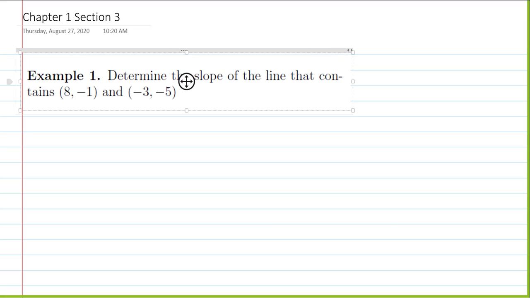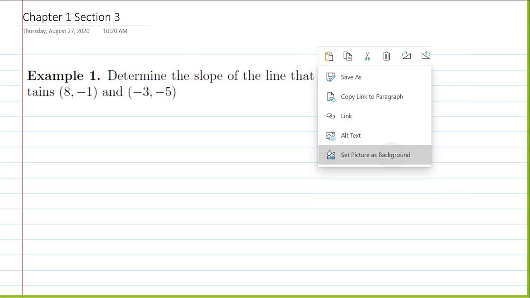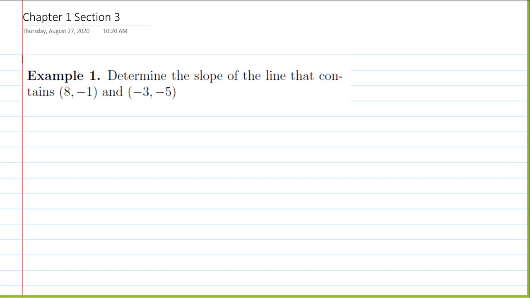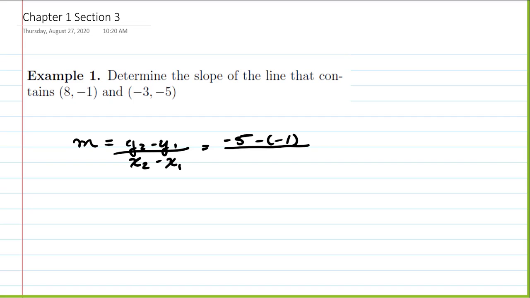So we want to determine the slope of a line that contains the points (8, -1) and (-3, -5). Our slope formula is m equals y2 minus y1 all over x2 minus x1. So we plug into our formula. We have -5 minus a -1 all over -3 minus 8. Using our arithmetic, minus a negative becomes plus, and that gives us -4 over -11, which is 4/11ths.